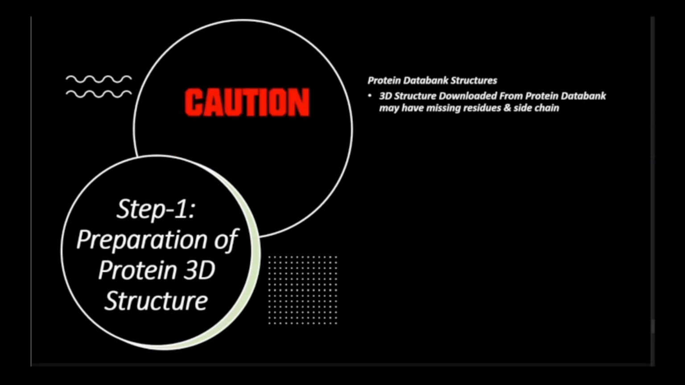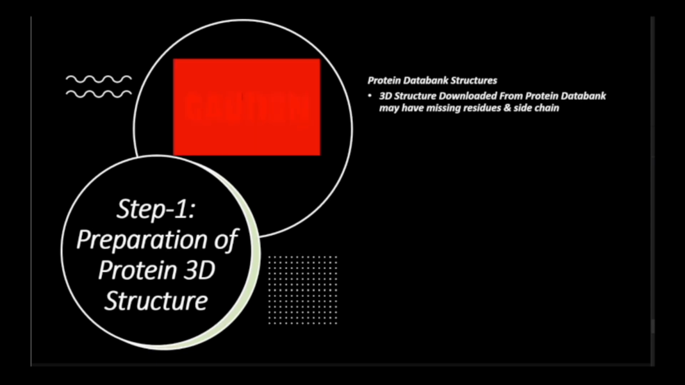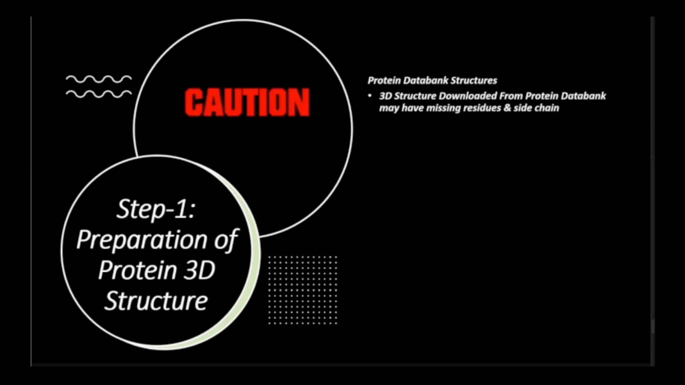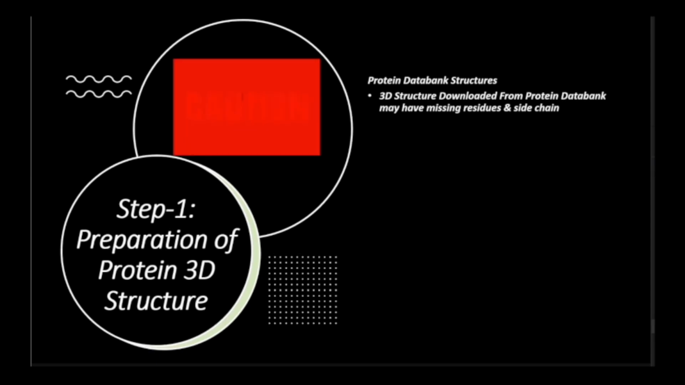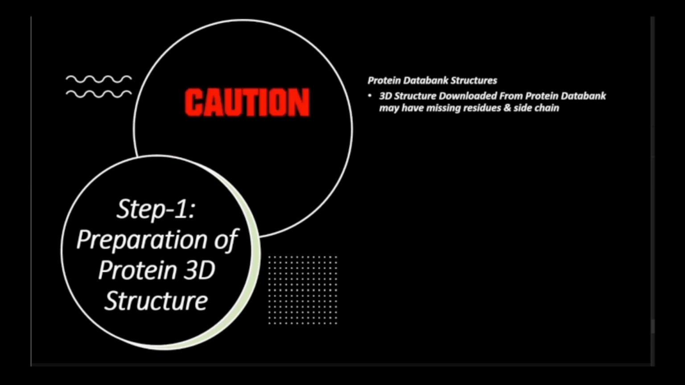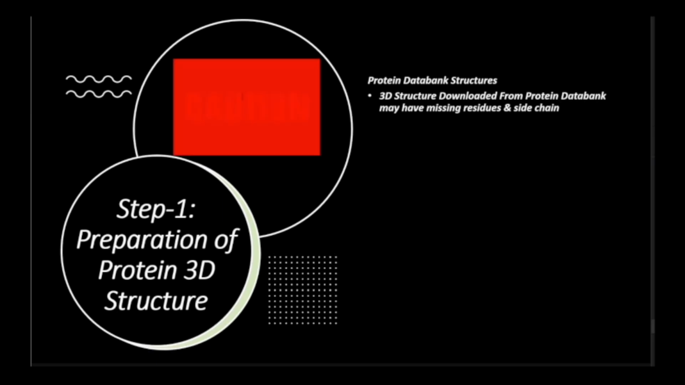Because in most of the structures determined using X-ray crystallography, there may be some missing residues and missing side chains as well. If there are missing residues in the protein structure, it may create problems when you try them in a molecular dynamics simulation. So it is very wise that once you download the three-dimensional structure from the Protein Data Bank, particularly those determined by X-ray crystallography, you check whether there are any missing residues, and if there are, repair your three-dimensional structure before performing the molecular dynamics simulations.